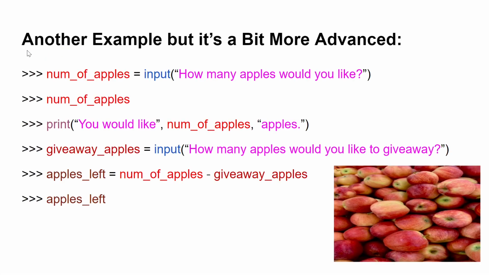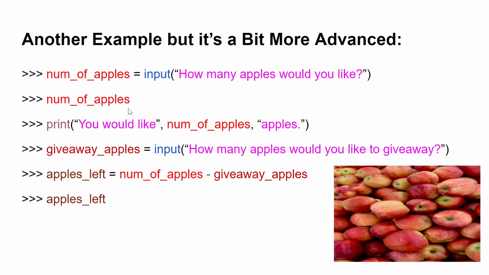So we can do another example, but it's a bit more advanced. So I can read it out to you. So we're making a variable called num of apples. So num stands for number. And then we're asking how many apples would you like?